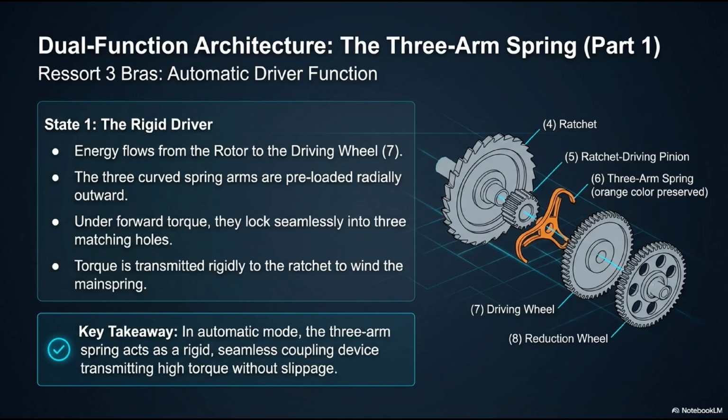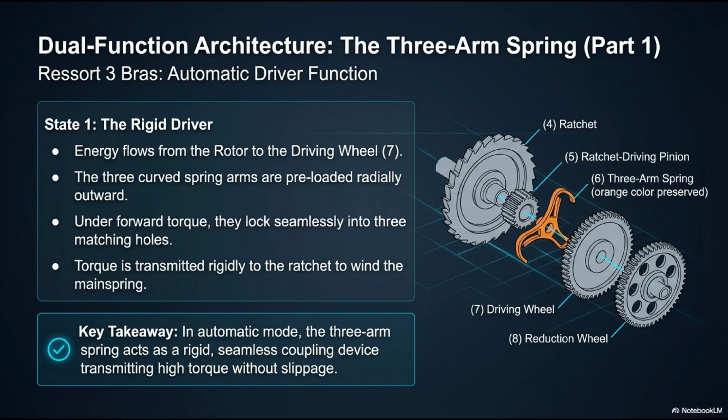Look at the 3D exploded view. Component 7 is the driving wheel, powered by the rotor. Component 5 is the ratchet driving pinion, which physically turns the main ratchet, 4. Trapped between them is Component 6, the 3-arm spring. Let's observe State 1, the rigid driver.